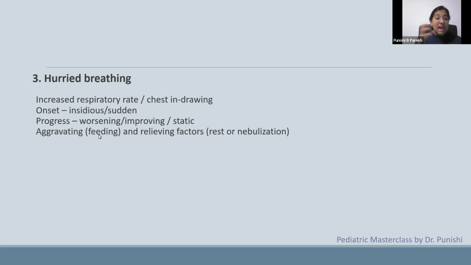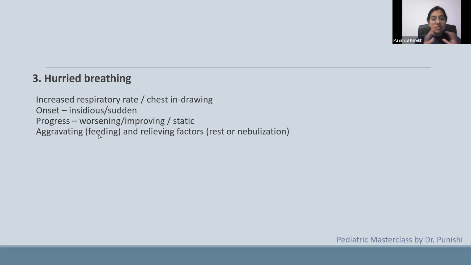What is the progress? Has the hurried breathing been the same since the time it started? Is it improving? Is it worsening? And what are the aggravating and relieving factors? So, for example, somebody who has asthma, nebulization will improve the hurried breathing, whereas feeding may exacerbate the hurried breathing in certain conditions. So, aggravating and relieving factors become very important and should be asked for any symptom that the informant is telling you. So, we saw the detailed questions that you need to ask with respect to cough, fever, and hurried breathing.